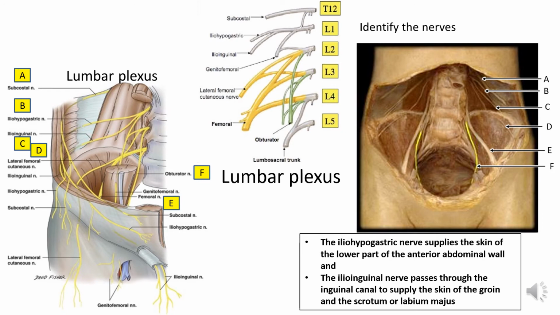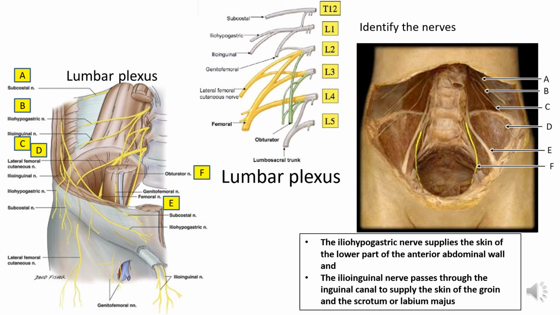The ilioinguinal nerve runs parallel to and below the iliohypogastric nerve and has a slightly more oblique course as it traverses the anterior surface of the quadratus lumborum muscle. At the anterior end of the iliac crest, the ilioinguinal nerve pierces the transversus abdominis and internal oblique muscles to enter the inguinal canal from the side, not through the deep ring. The nerve continues in the inguinal canal and exits at the superficial inguinal ring to become subcutaneous. It supplies the skin of the groin and the scrotum or labium majus.